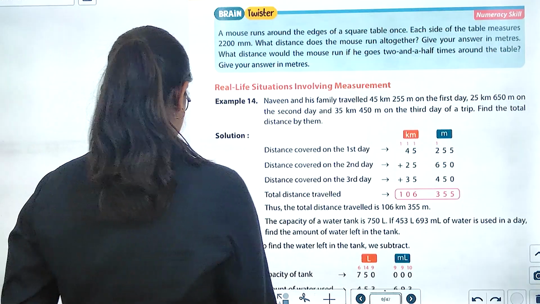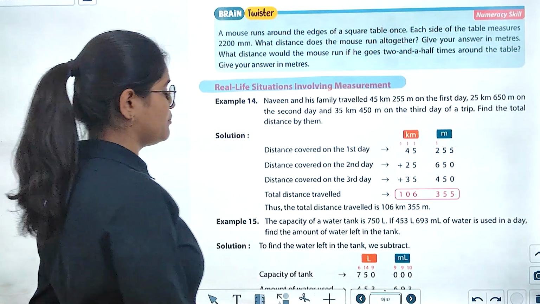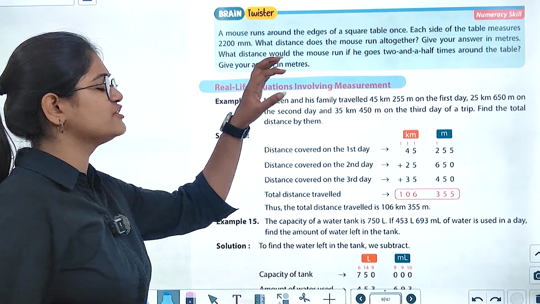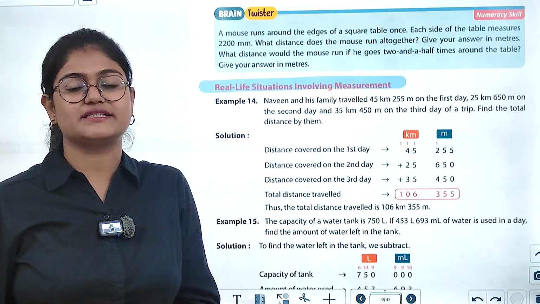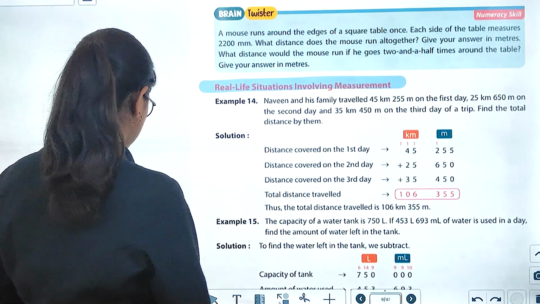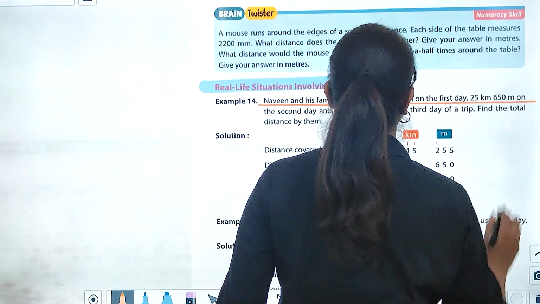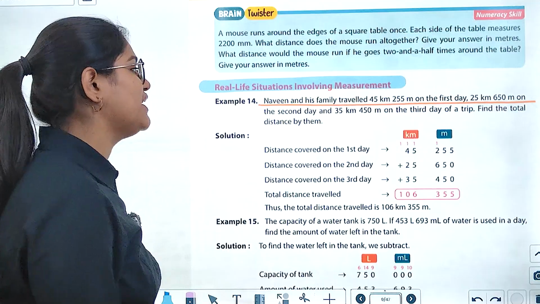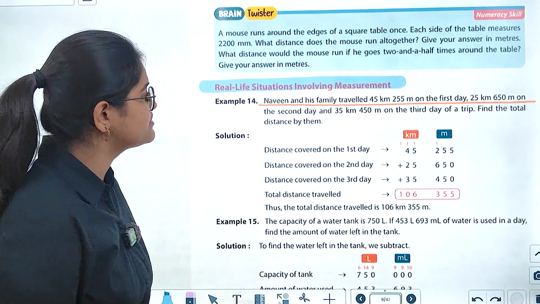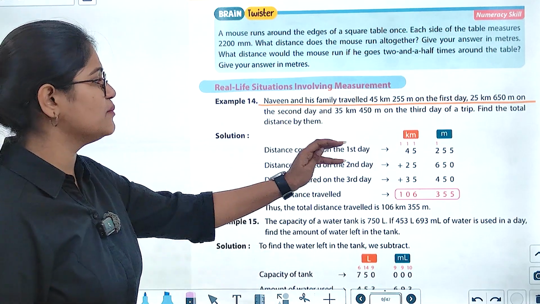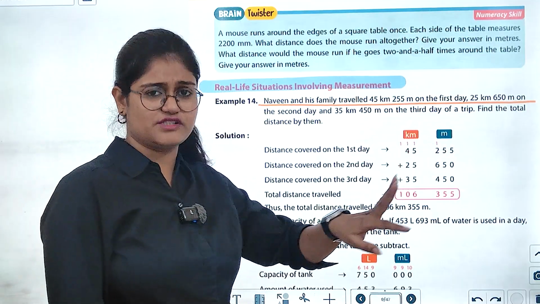Now, we have the topic which is real life situations involving measurement. तो अब कुछ ऐसी real life situations जिसमें हमें measurements को include करना पड़ता है. Right? So, the example is Naveen and his family traveled 45 kilometer, 255 meter on the first day. So नवीन और उसकी फैमिली ने ट्रैवल किया इतना distance on the first day.